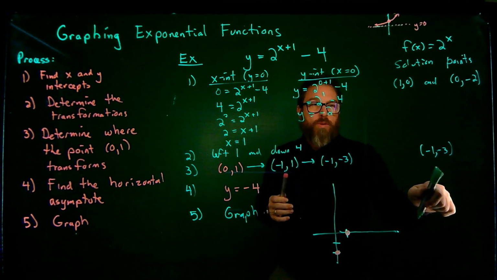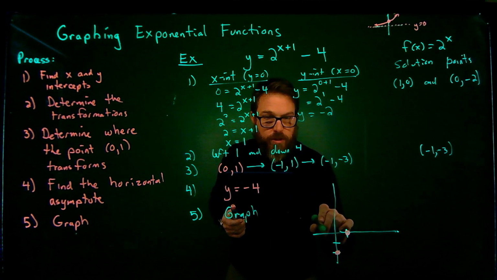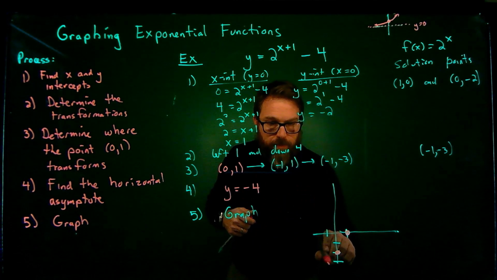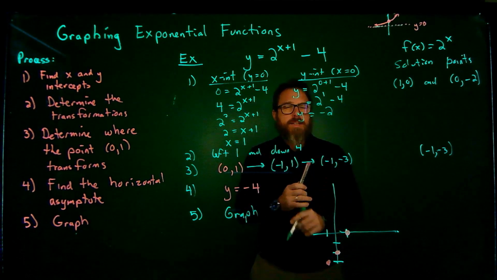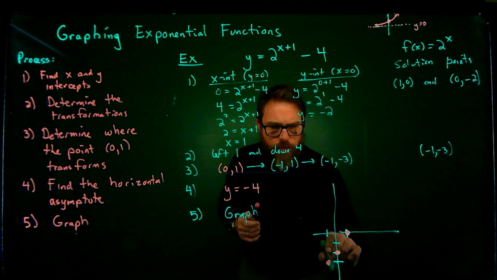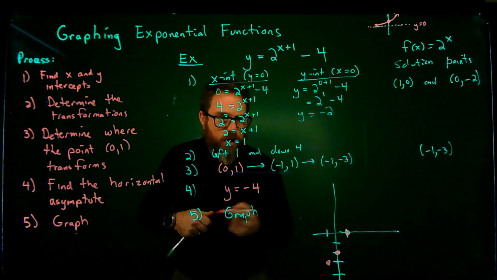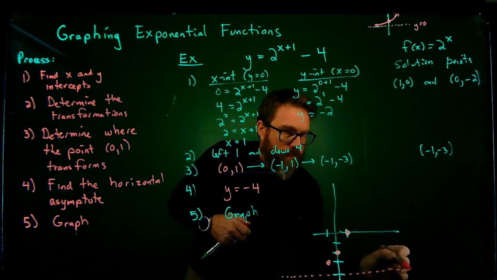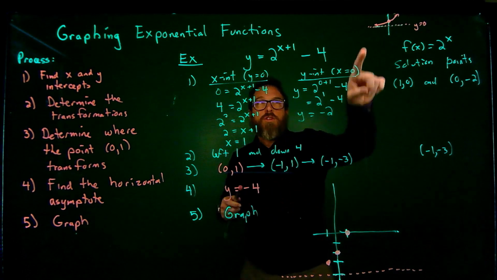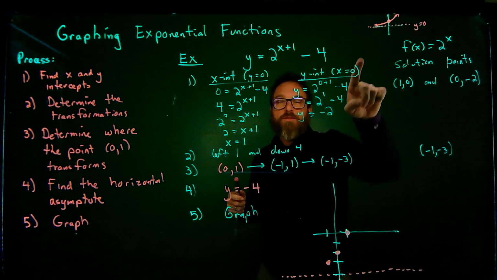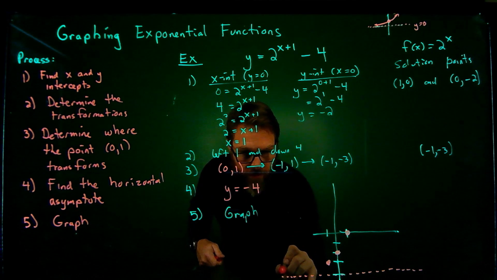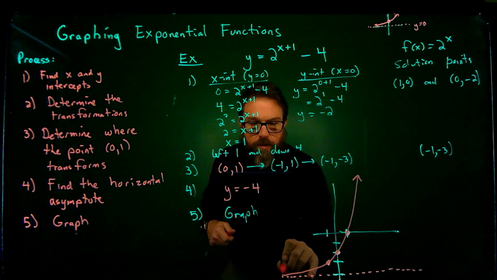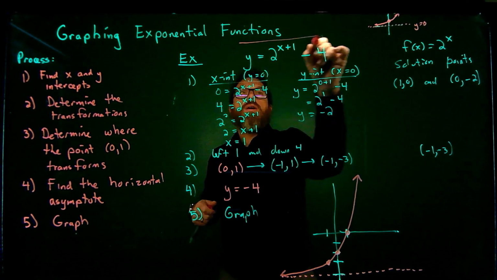It's got another solution point of negative 1 comma negative 3, so this is going to be negative 1 and down 3. Another solution point right here. And it's got a horizontal asymptote of y equals negative 4. So at negative 4, we have this horizontal asymptote. Now, really just following this, that we know that this thing went left 1, down 4, we can tell that this function now looks like this. So that is the graph of this.